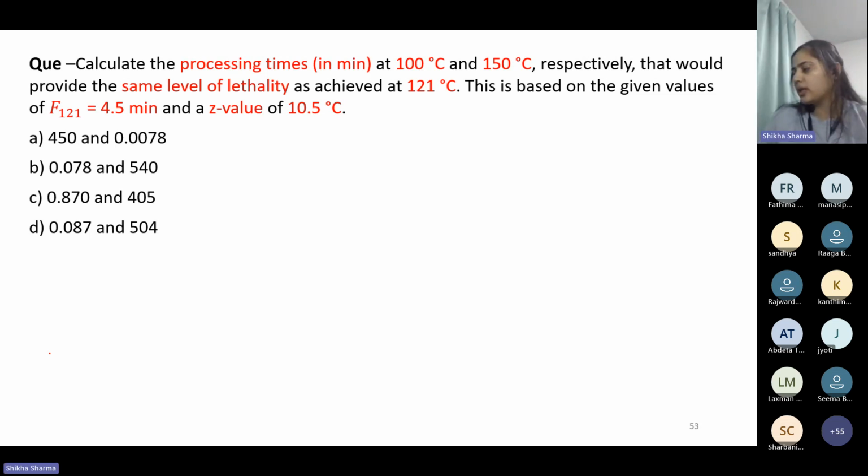So we are moving to the next question. Calculate the processing time in minutes at 100 degrees Celsius and 150 degrees Celsius respectively, that would provide the same level of lethality as achieved at 121 degrees Celsius. This is based on the given values where F121 is equal to 4.5 minutes and the Z value is 10.5 degrees Celsius.